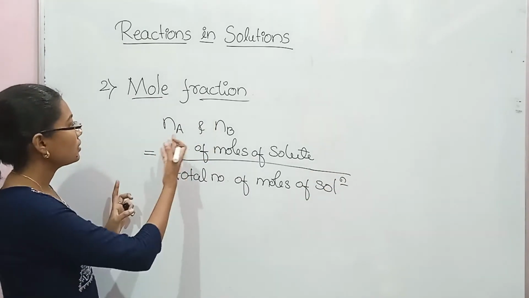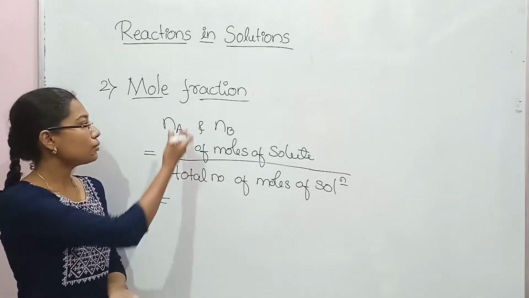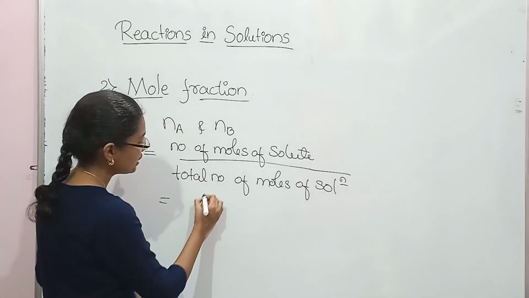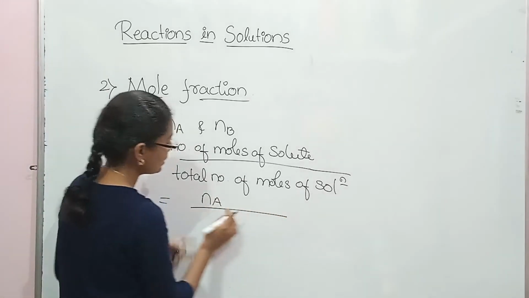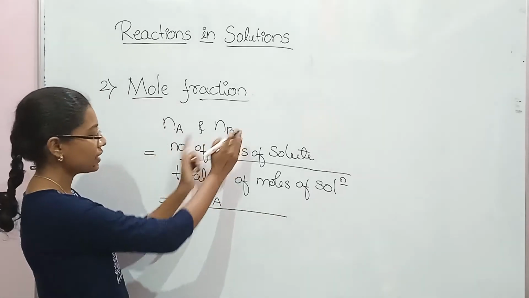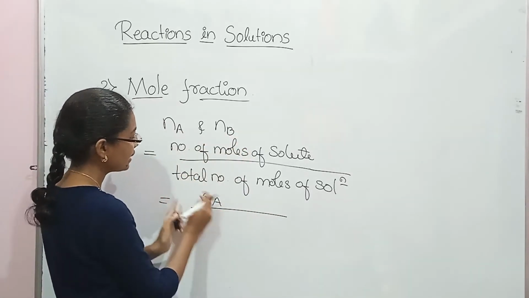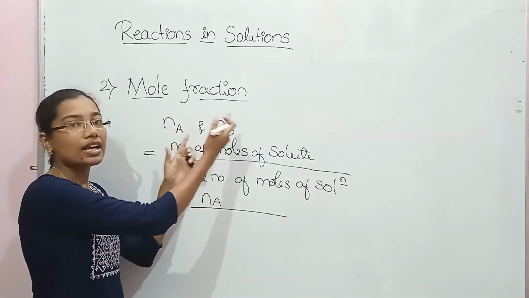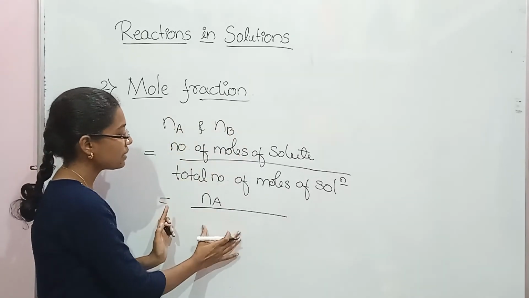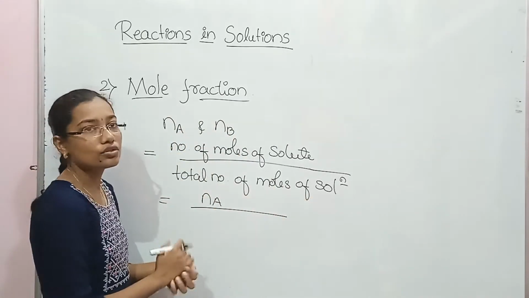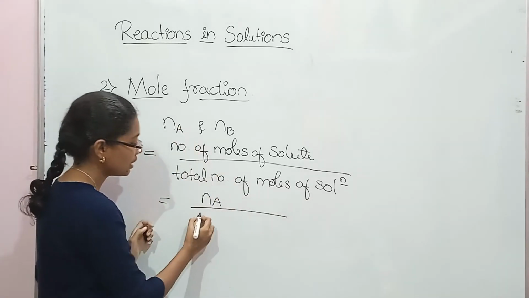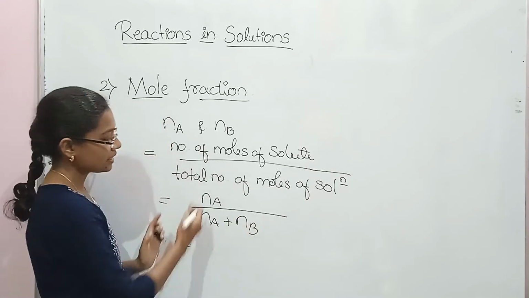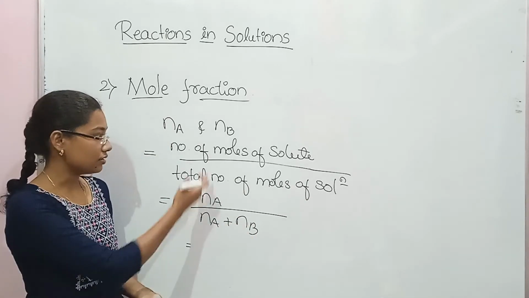For example, now they are asking to calculate the mole fraction of substance A. Then what we have to do is take the number of moles of this solute, here A is the solute and B is the solvent, and divide it by the total number of moles of solution. In solution we have A also and B also, so the number of moles of solution must be the number of moles of A plus the number of moles of B. This is the mole fraction of substance A.